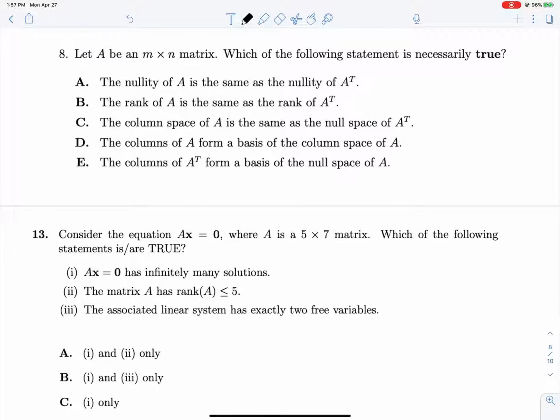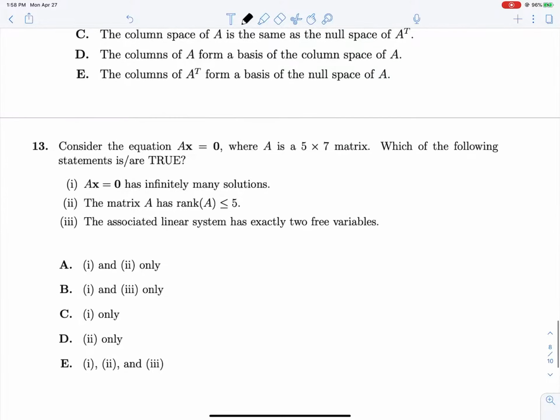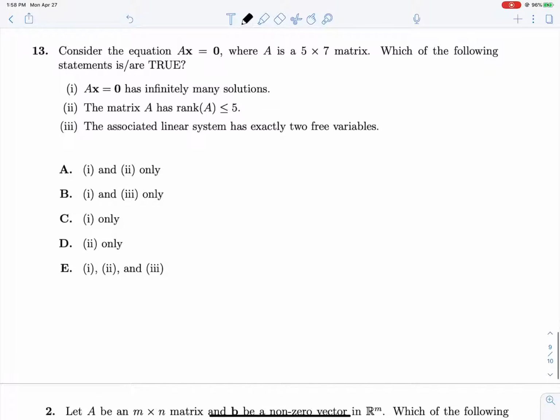8. Let A be an m by n matrix. Which of the following statements is necessarily true? Just look for the rank of A is the same as the rank of A transpose. It will be there, and you won't have to take time to figure out, well, do the columns of A form a basis for the column space of A? Does that always work? No. Just look for A. Rank of A is the same as the rank of A transpose. They really like that one.